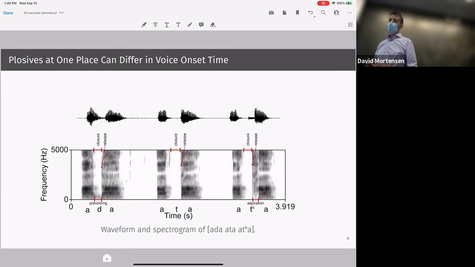Well, the difference is in a parameter we call voice onset time. Voice onset time is basically the time between the release and the onset of voice. We talked before about the release. This is when you open up the closure of a plosive or an affricate, and that's the release. Then the onset of voicing is when the vocal folds start to vibrate.